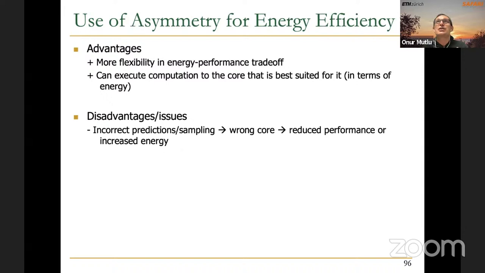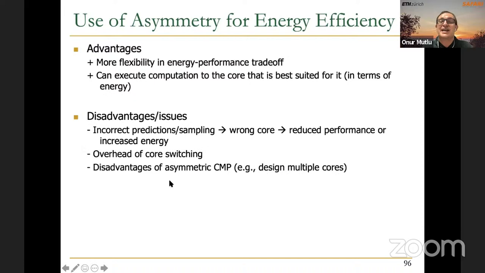So in a sense, whenever you move an application from one core to another core, you need to warm up the caches in that core, unless you have shared caches, for example. There's overhead of core switching, including the caches. The same disadvantage of asymmetric CMP, designing multiple cores, exists. It's not clear if it's the best idea to use the cores that you've already designed. It's clearly a low cost idea, but it's not necessarily the best fit core for different phases, right? So maybe designing asymmetric cores to fit the phases is probably a more principled approach, but it's a higher cost approach.